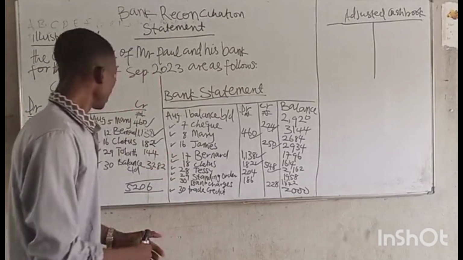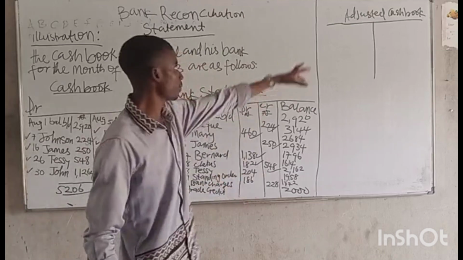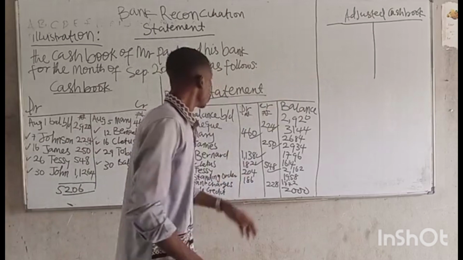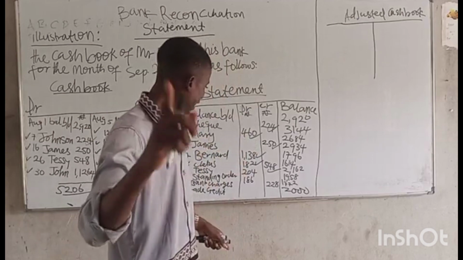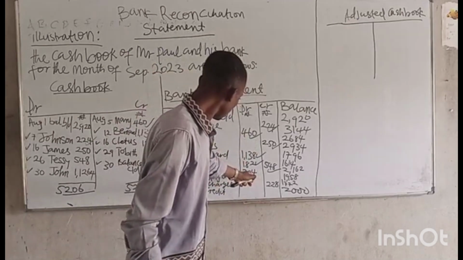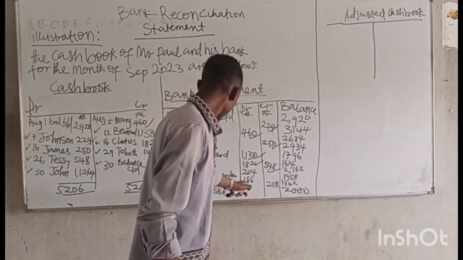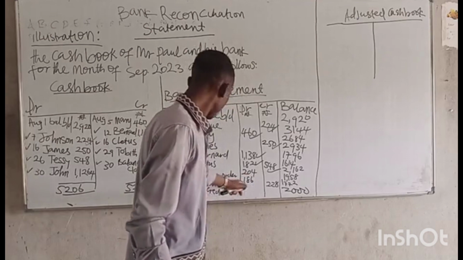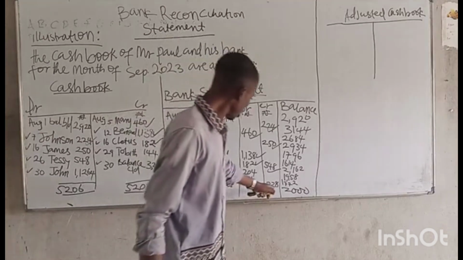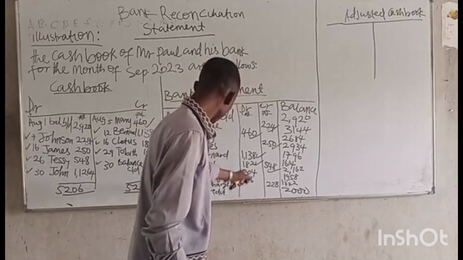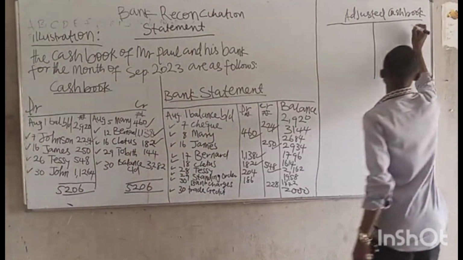So now, any transaction that is here but is not here, we will use it to prepare an adjusted cash book. If we look at the credit side now, the only unticked items here are this 208, which is standing order, and the bank charges, which is 186, and the trade credit, which is 228. So these two transactions that are on the debit side will appear on the credit side of the adjusted cash book.